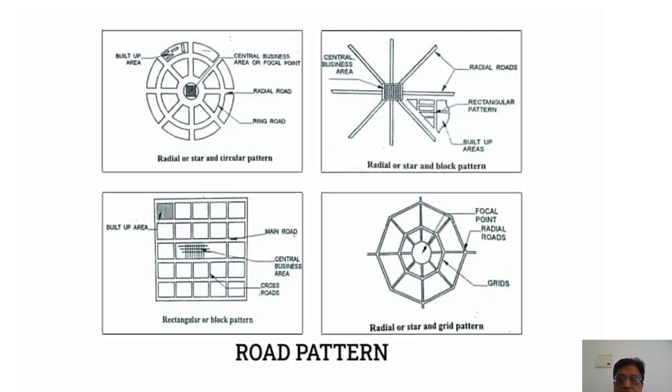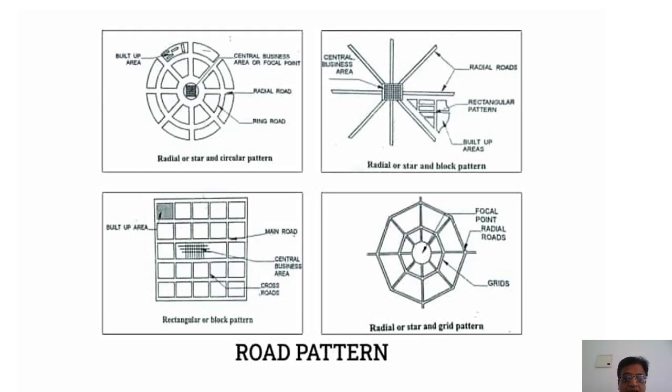Coming to the second one, radial or star and block pattern. The remaining remains as it is. This is the central business district. These are the radial roads. Here you can see the rectangular pattern. The development takes place in the form of a rectangular shape or pattern. Again, it could be commercial complexes or commercial establishments, or residential complexes. These are the built-up area.